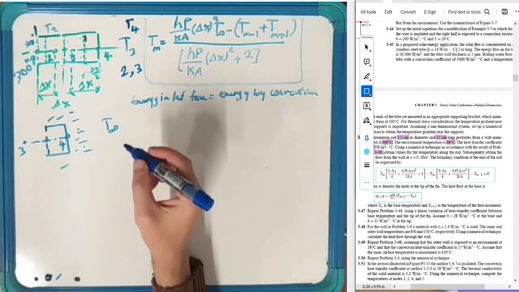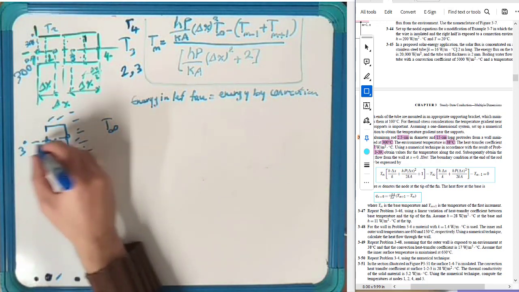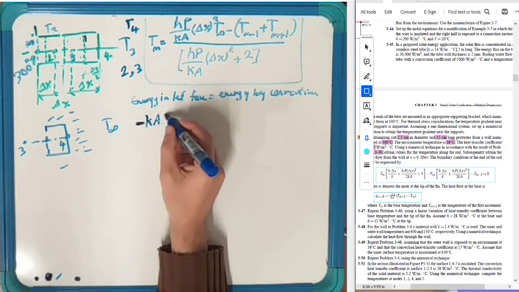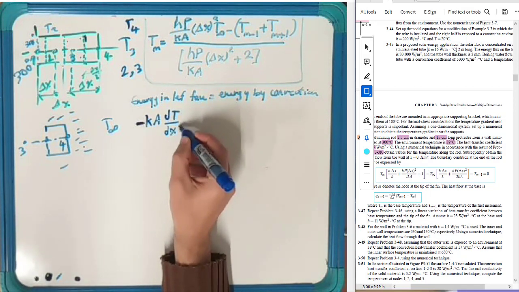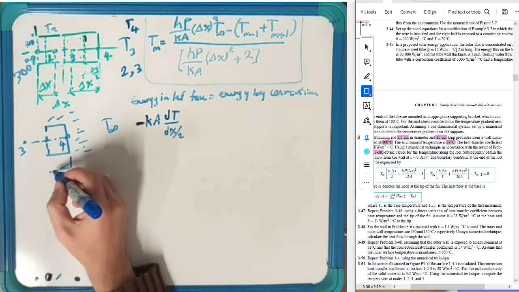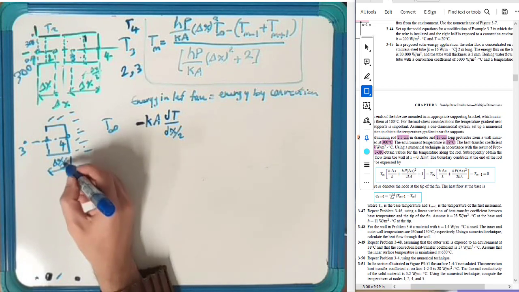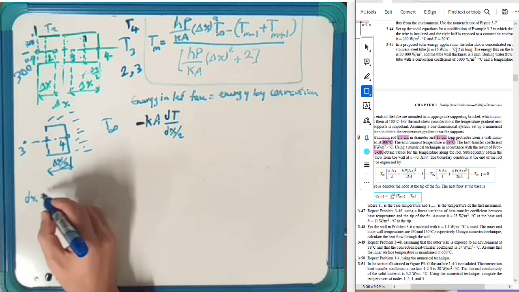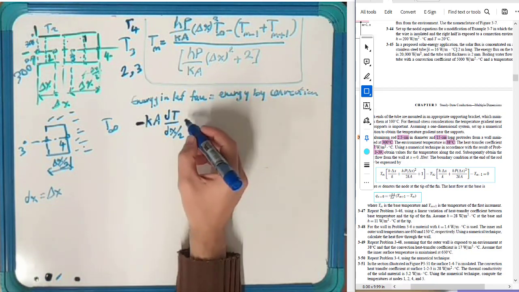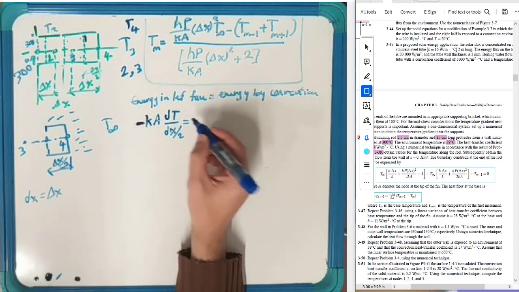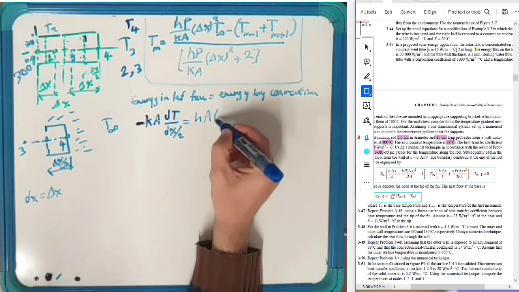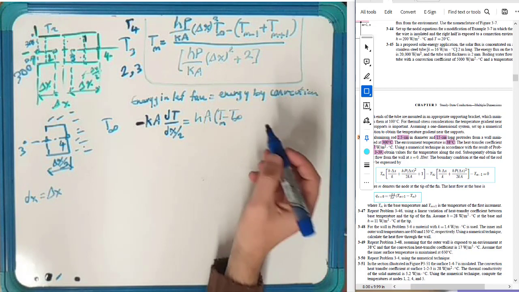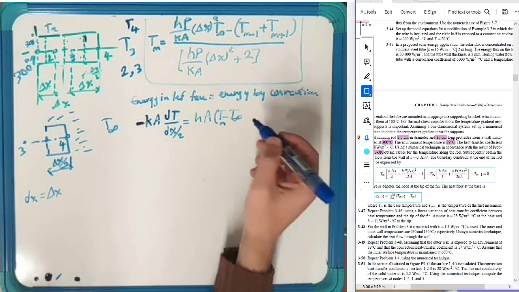I have to write here. From the left, we have just conductivity, minus kA dT over dx over 2, because this distance is delta x over 2, as we discussed before, and I will show the x or delta x not different. Then it equals hA(T minus T infinity). Or better say Tm, not different.